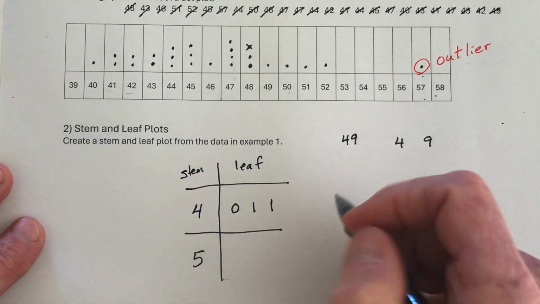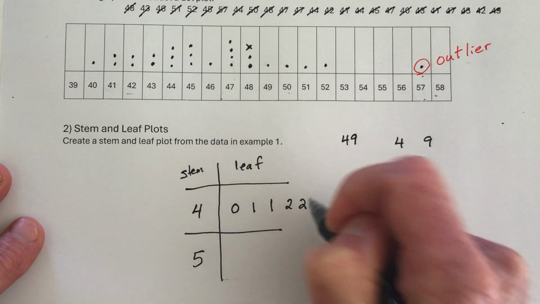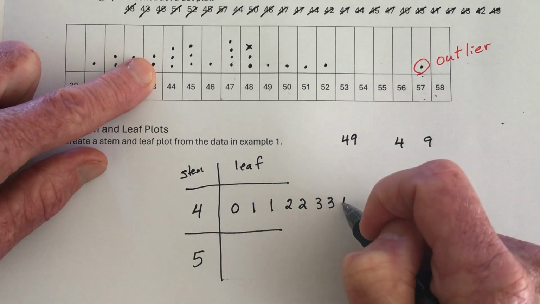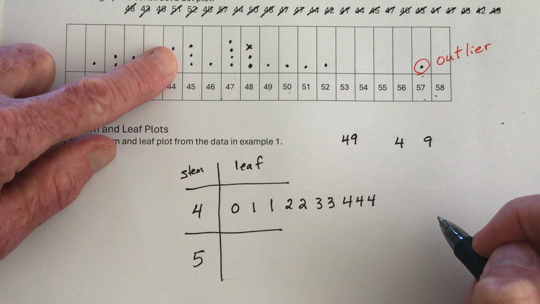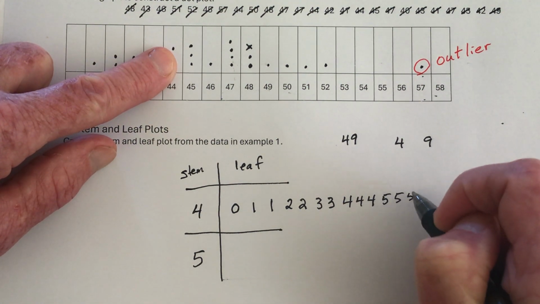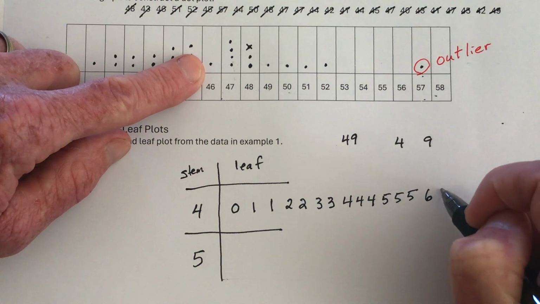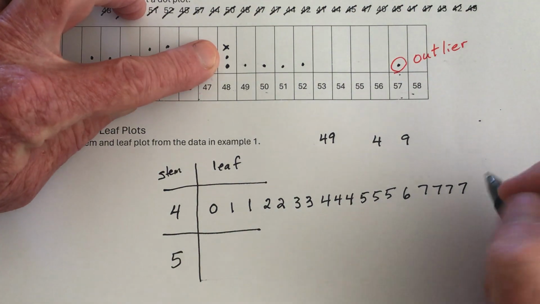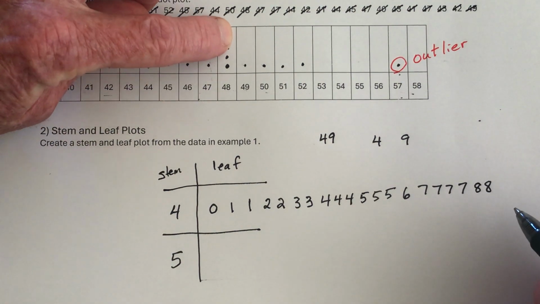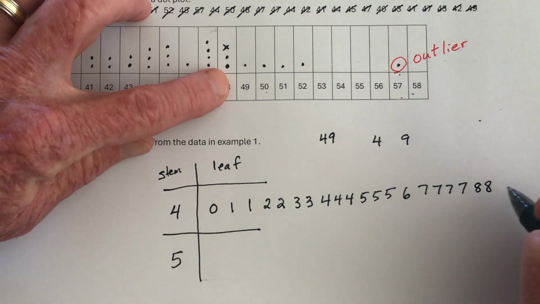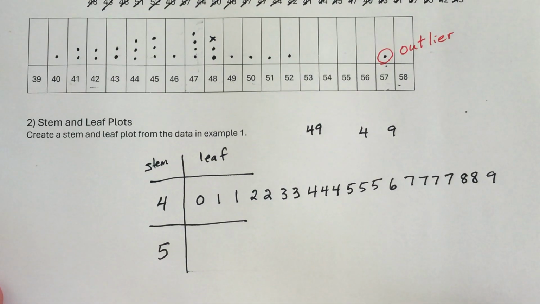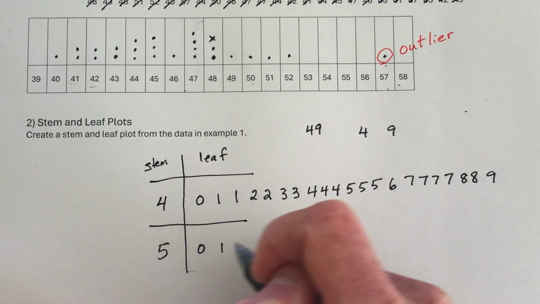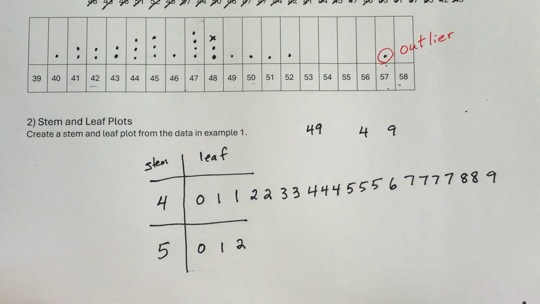And then there are 2 42s. There are 2 43s. There are 3 44s. There's 3 45s. There's 1 46. 4 47s. There's 2 48s, because remember I erased that one. And then there is a 49. And then for the 50s, there's a 50, a 51, and a 52. And so that is a stem and leaf plot.